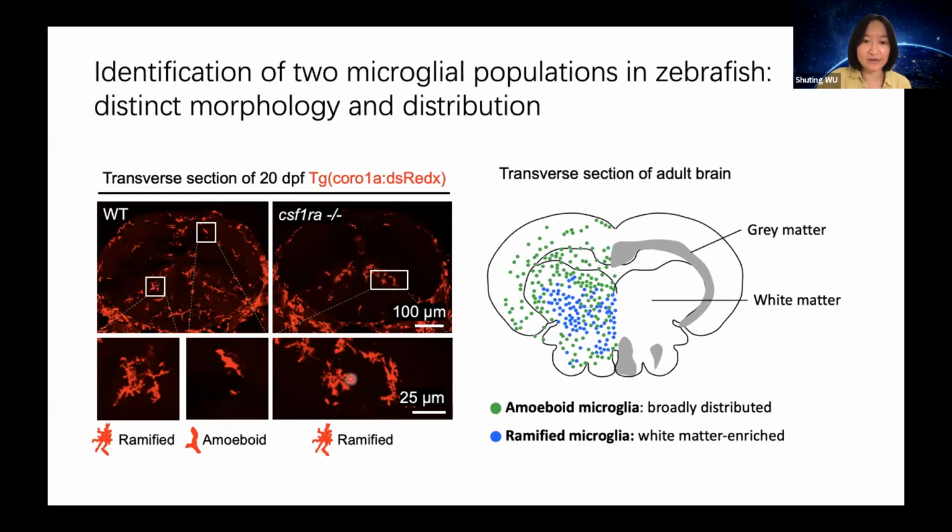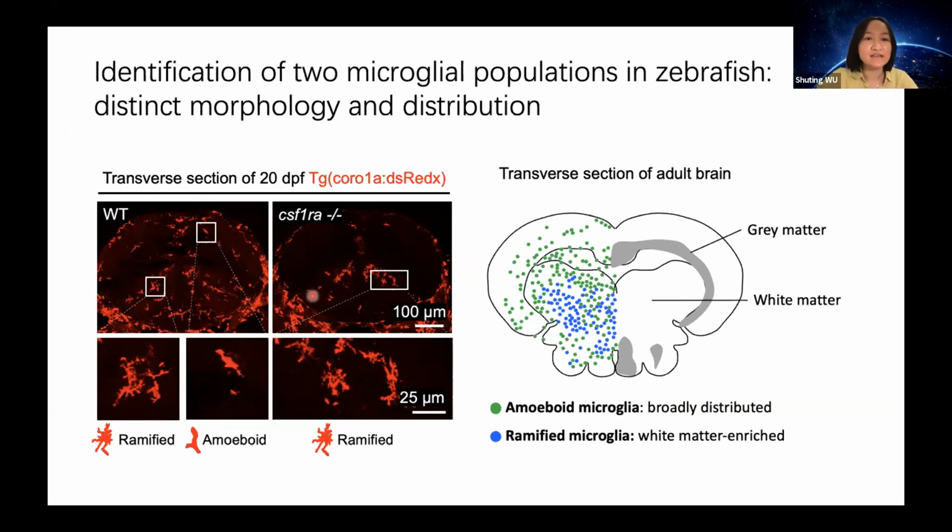You can see here that they were all very ramified cells with a lot of protrusions, and they were also enriched in the center of the midbrain slice, which is actually enriched for white matter. When we went back to check a wild type fish, we found that similar ramified microglia can also be identified in a similar region, but at the same time there was another kind of microglia with a more amoeboid morphology, meaning a bigger cell body but fewer protrusions. This kind of amoeboid microglia can be found throughout the brain.